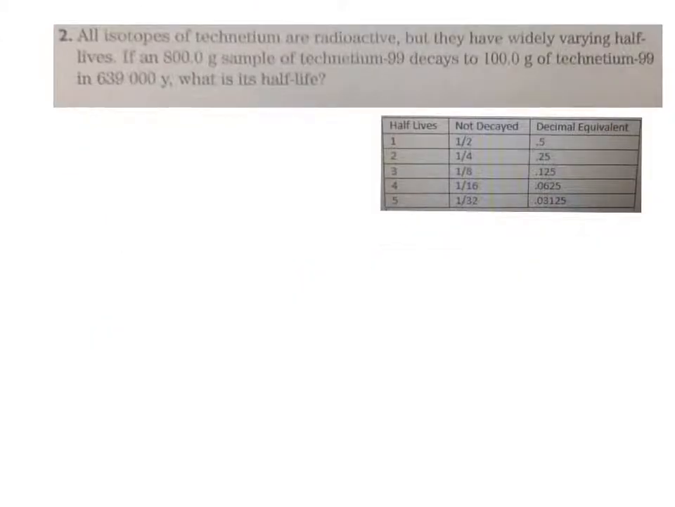So in this problem, all isotopes of technetium are radioactive, but they have widely varying half-lives. If an 800-gram sample of technetium-99 decays to 100 grams of technetium-99 in 639,000 years, what is its half-life? Let's go ahead and scribble out this 99. That's just the mass number here, telling you how many protons and neutrons are in this particular isotope.